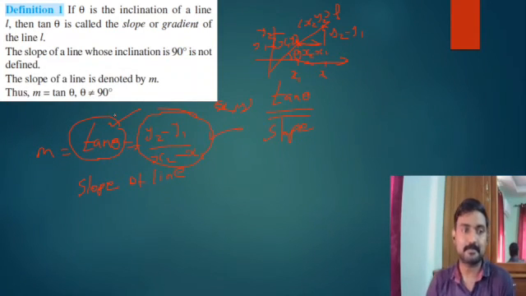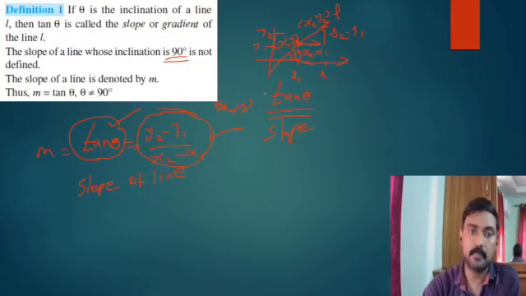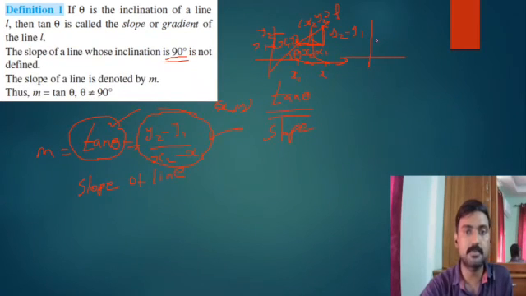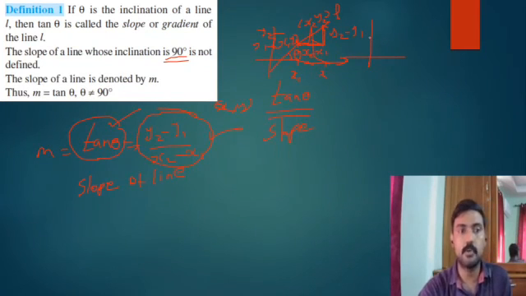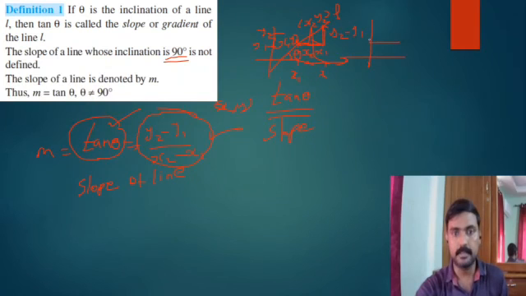And here it is given, the slope of a line whose inclination is 90 degrees is not defined. Suppose the line is vertical, making 90 degrees with the x-axis. At that time, this triangle is not possible to draw. In such cases we understand there is no slope. Why is there no slope? This line is not making any slope with this.